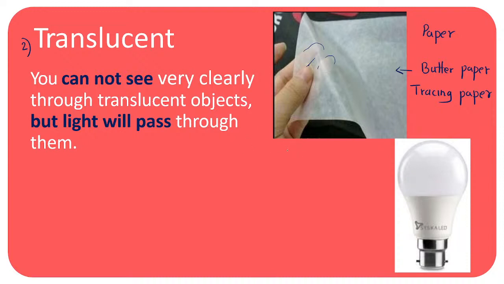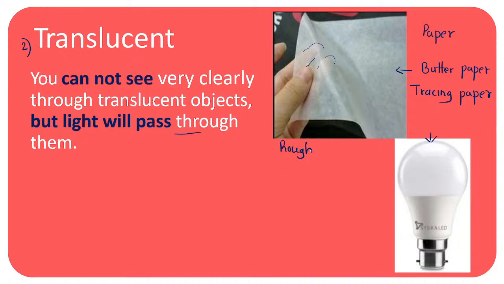So what are translucent objects? These objects allow very little light to pass through them. Therefore, the objects seen through these materials are visible, but they are not very clear. What things can act as translucent? Paper, butter paper or tracing paper, certain objects of which the glass is made rough. You have rough window panes and smooth window panes. If the glass used to make windows is rough, that can act as a translucent object.